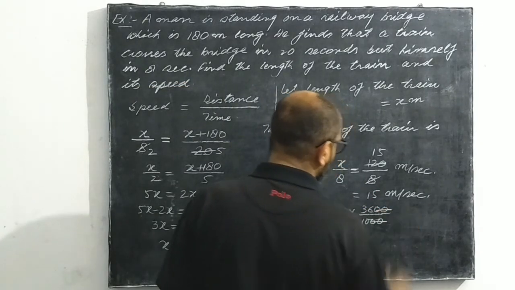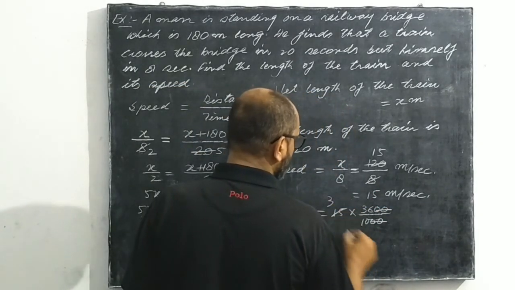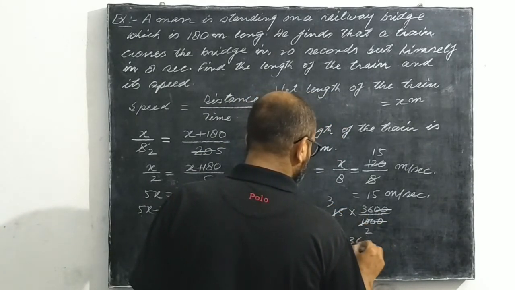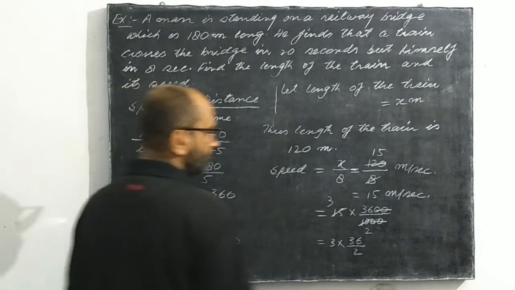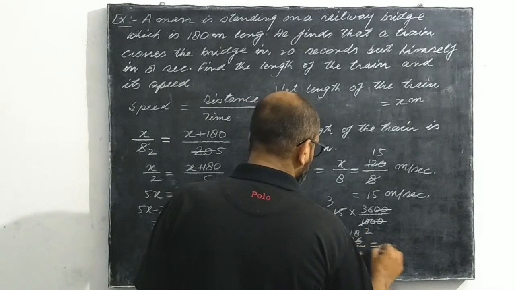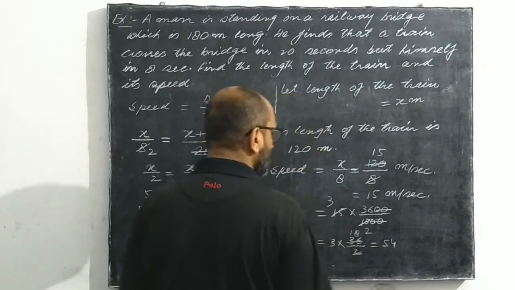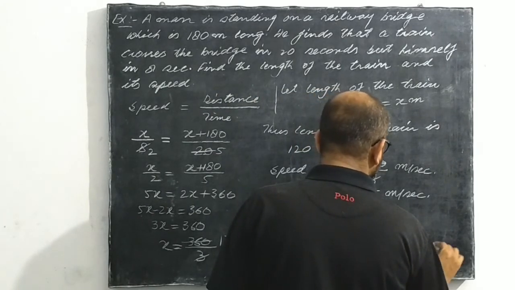So 2 zeros are cancelled. 5 3s are 15, 5 2s are 10. So we have 3 into 36 upon 2. 2 will divide 36 18 times, and 18 threes are 54. 54 kilometers per hour.